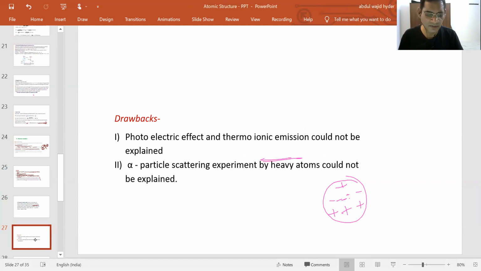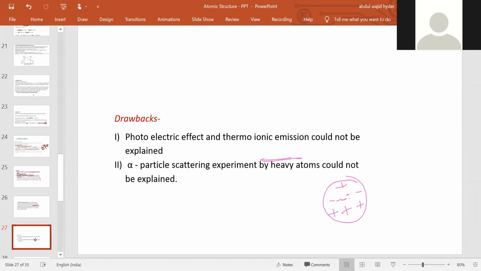Drawbacks of this atomic model: the photoelectric effect and thermionic emission could not be explained. The alpha particle scattering experiment by heavy atoms could not be explained. These two things could not be explained according to this model.